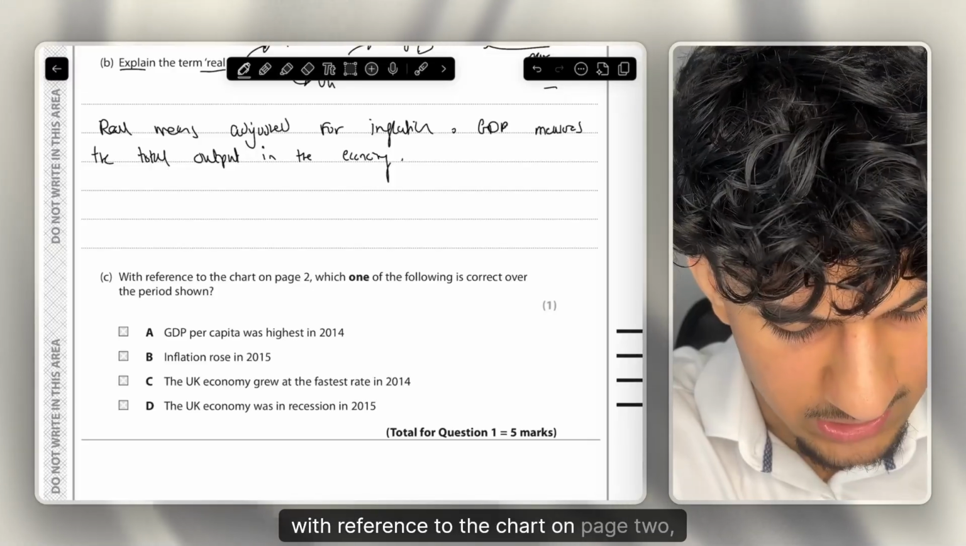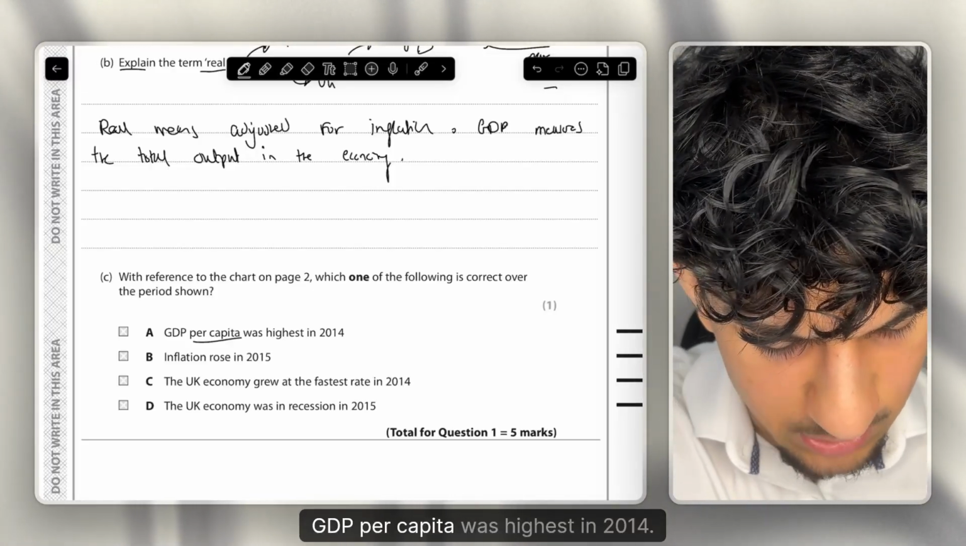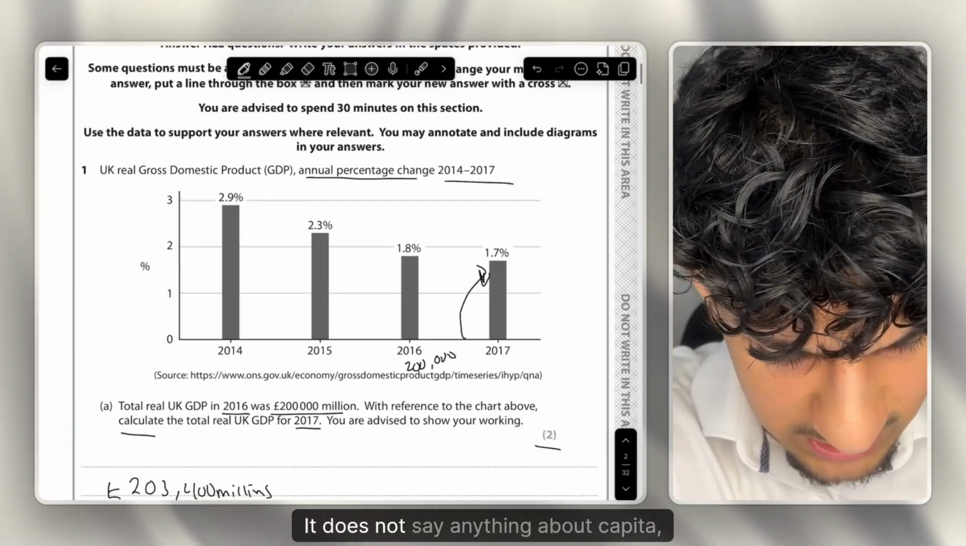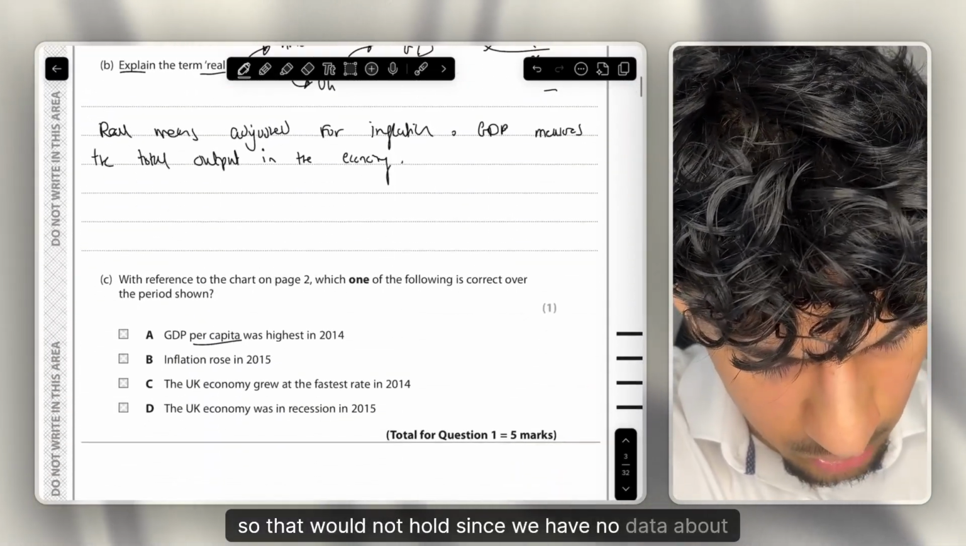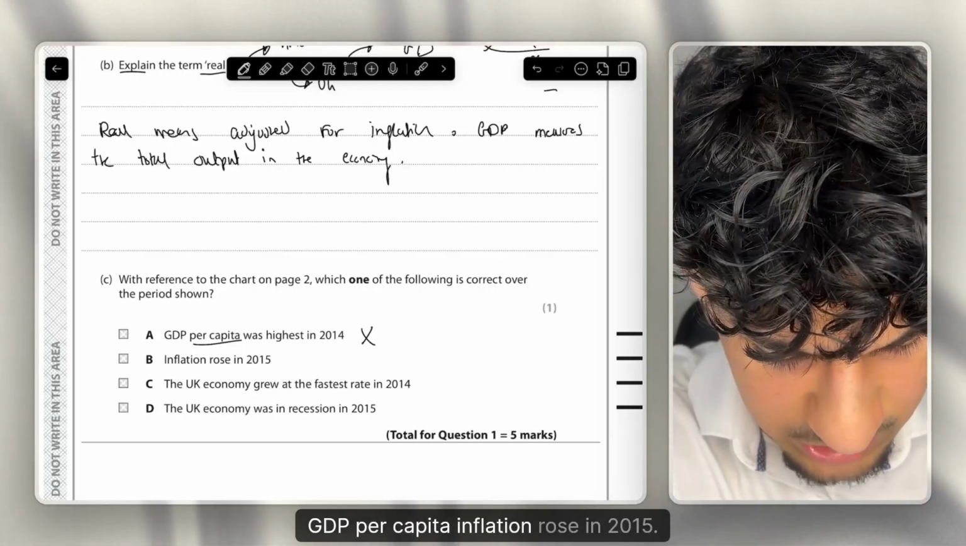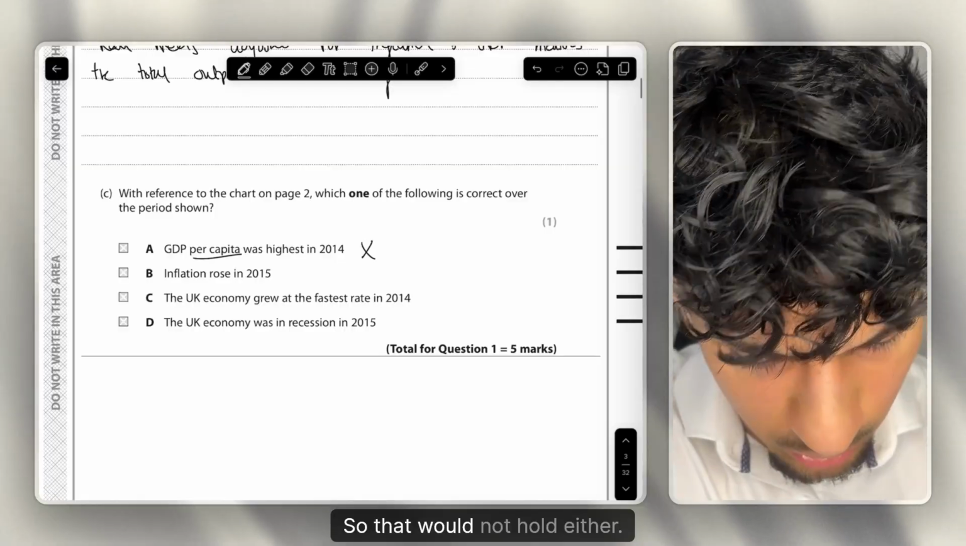With reference to the chart on page 2, which of the following is correct over the period shown? GDP per capita was highest in 2014. It does not say anything about capita, doesn't tell us population size, so that would not hold since we have no data about GDP per capita. Inflation rose in 2015. Again, it does not tell us anything about inflation rates, so that would not hold either.